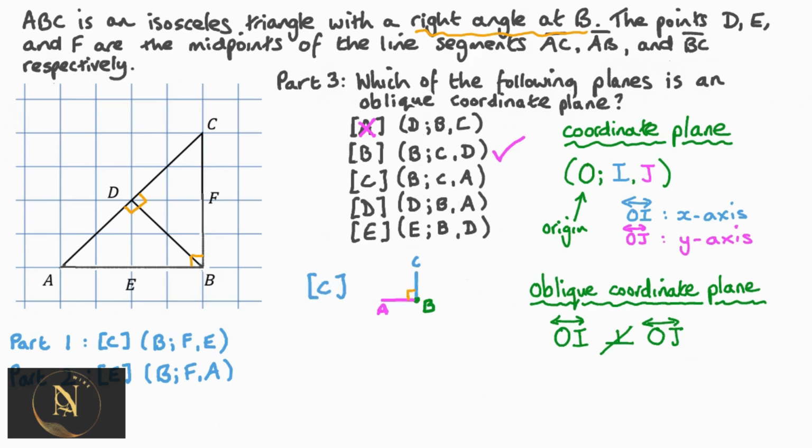Option C has its origin at B, with axes BC and BA, and these are perpendicular, so we can eliminate option C. Option D has its origin at D, and has axes DB and DA, which are perpendicular, so we can eliminate option D. And finally, option E has its origin at point E, and axes EB and ED. And since these axes are perpendicular, we can eliminate option E. And of our options, only plane B is an oblique coordinate plane.